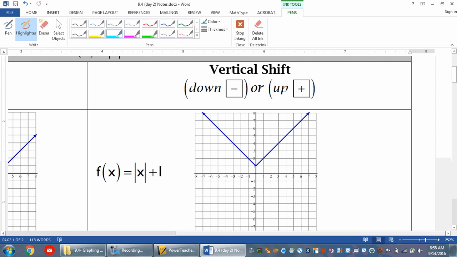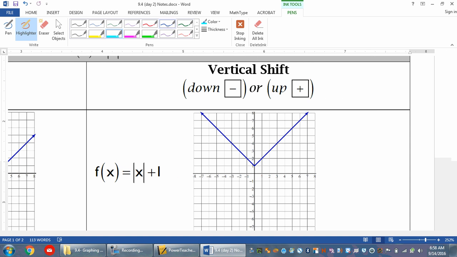All right, now vertical shift, remember that's up or down. So here, just go up 1. I don't move left to right at all. So since I don't move left to right at all, I just have the absolute value bars and x inside those, and a positive 1 outside those absolute value bars since it's the same sign.